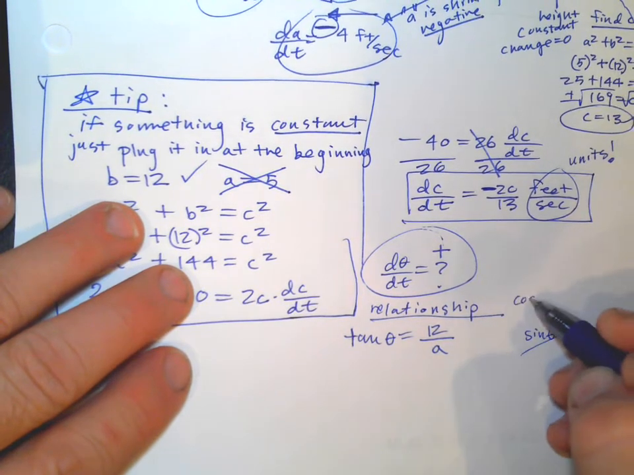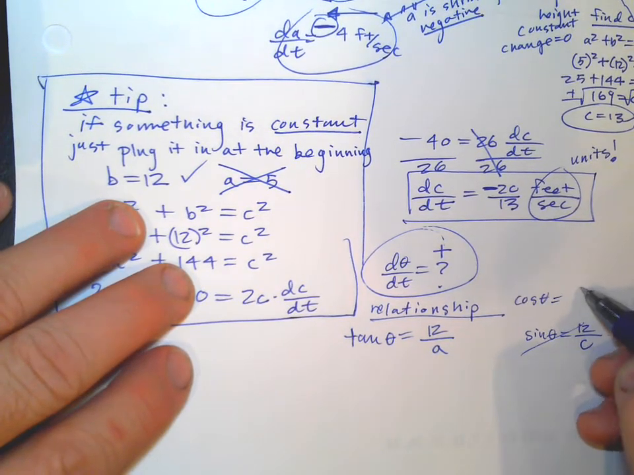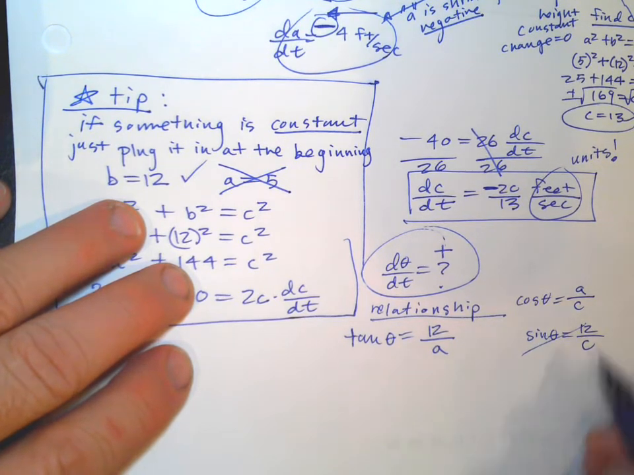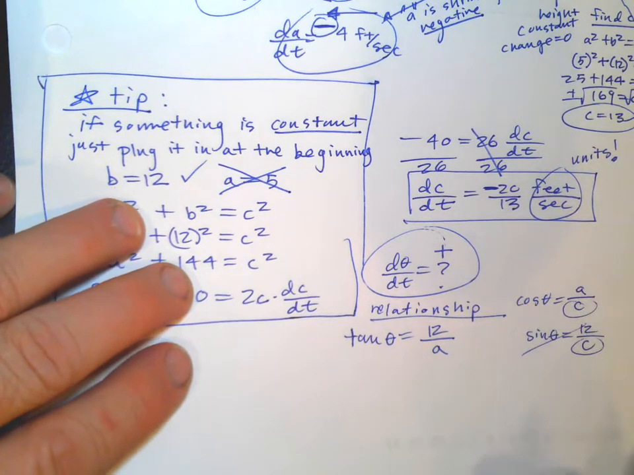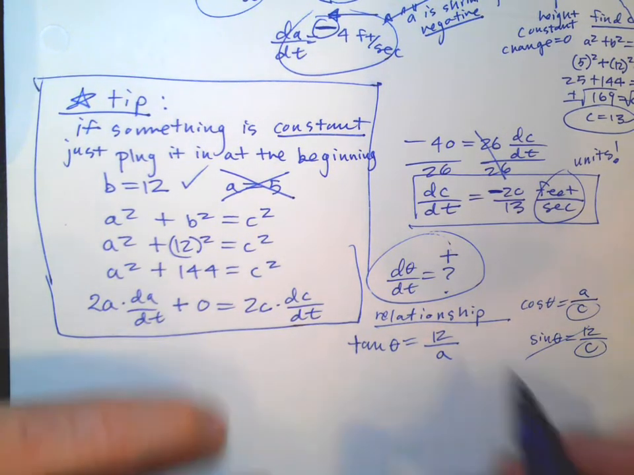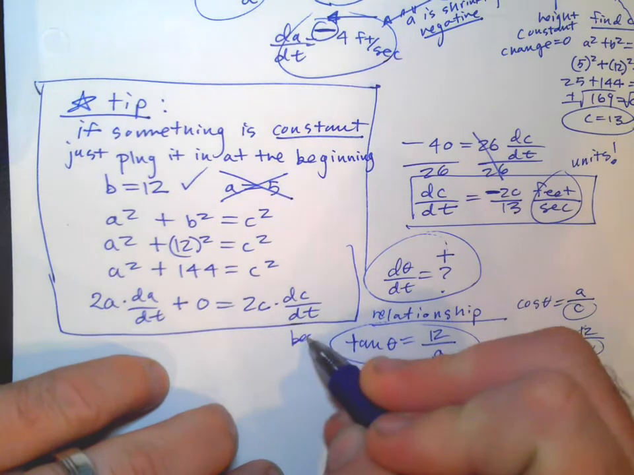You could do cosine equals adjacent over hypotenuse. Again, you're going to have to use C. And yeah, that'll work. You'll use the answers from all that work we did. But let's imagine that you didn't even want to find C or dc dt to begin with. I think this is the best, personally.